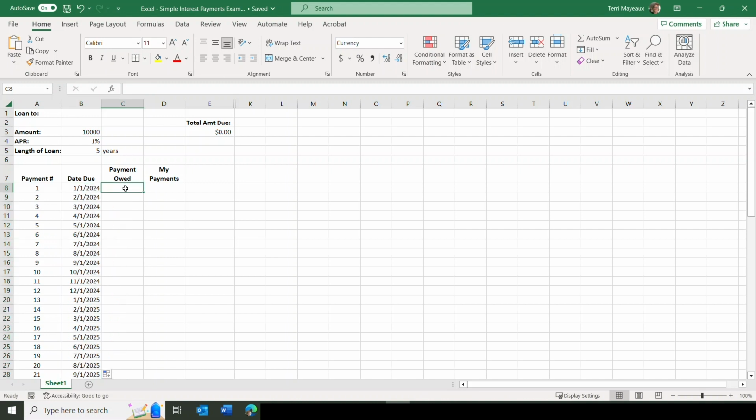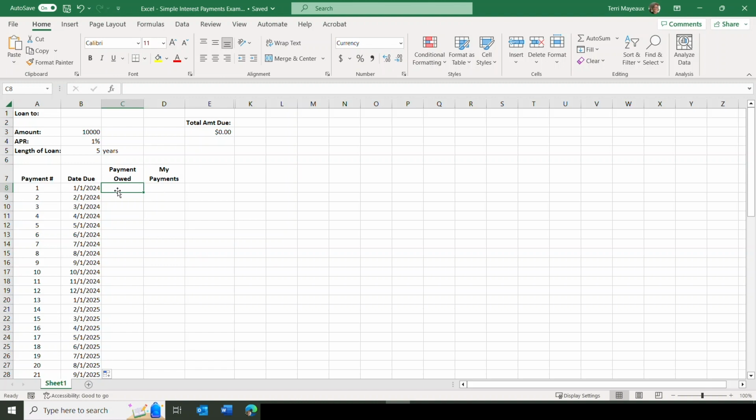Now, what is the payment owed? And this is where we will put our first function so that we can figure out what is the payment that we need to pay every month. And then over to the right of that, I have a column for my payments. Now, that could be the actual payments that I make. It could be the date that I make my payments. That would be up to me, but I thought I would point out that maybe this is a good place for that kind of information.